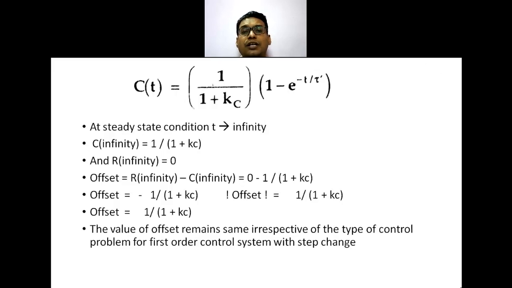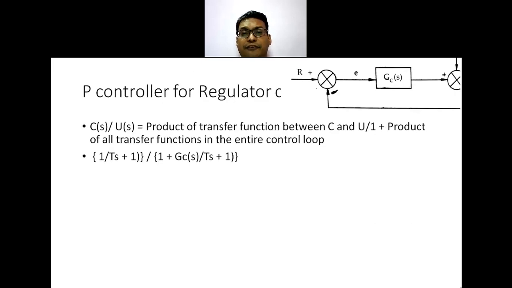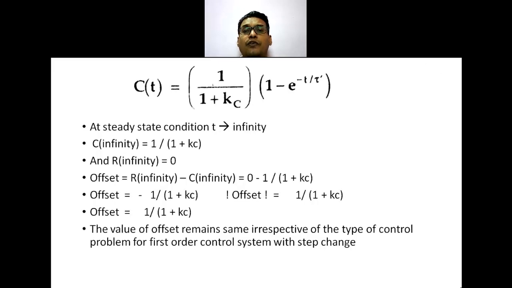Again, using the first order system, then simplifying it, taking the inverse Laplace transform, you will get C(t), that is the output response, equals 1 upon 1 plus Kc into bracket 1 minus e raised to minus t upon tau dash. This is the response equation for the first order system with a regulator problem.